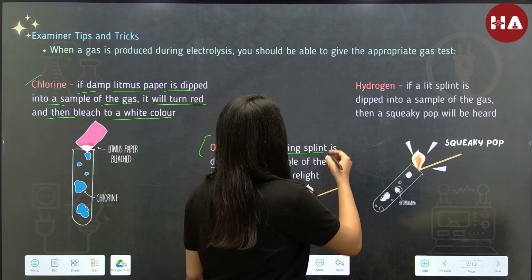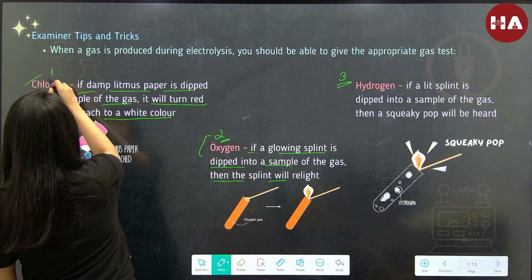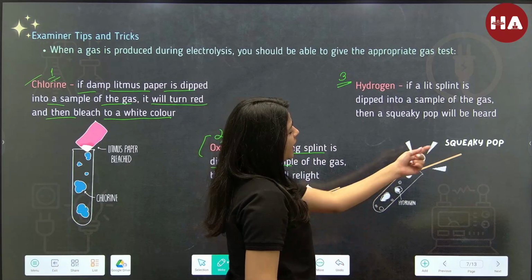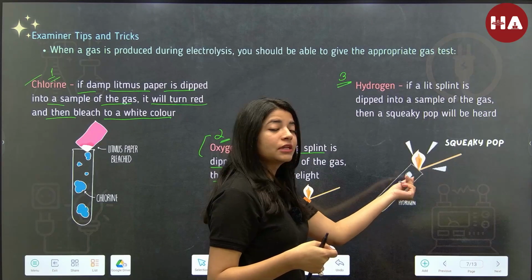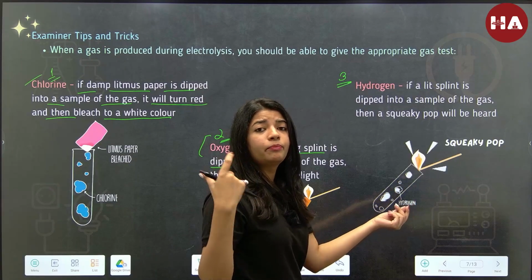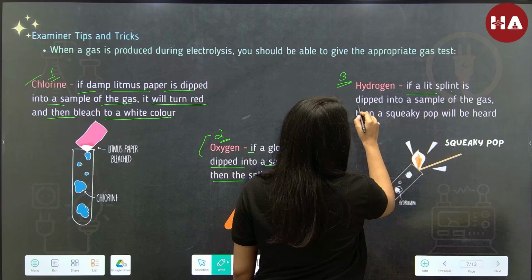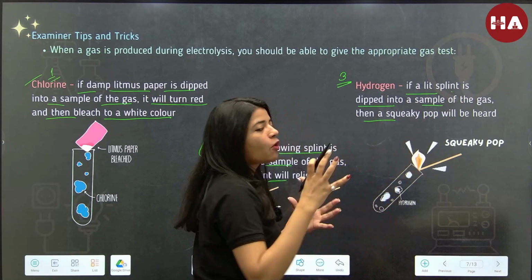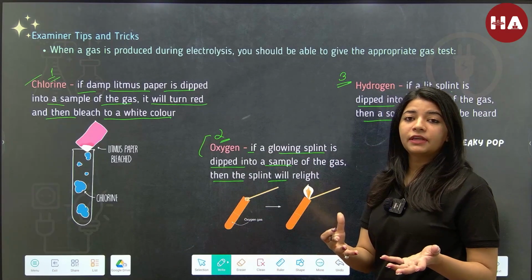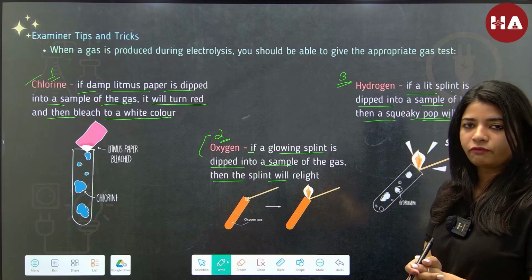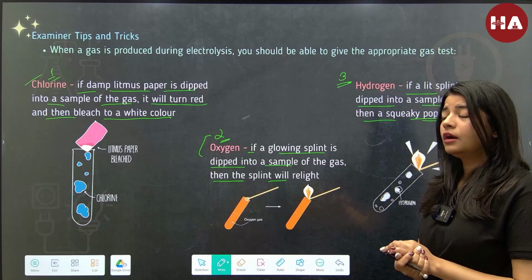Then for hydrogen, this is the third type of gas whose test we are checking. For hydrogen, what do we do? We bring a lit splint near the mouth of the test tube from which the hydrogen gas is being produced. What happens? A squeaky pop sound will be heard. So if a lit splint is dipped into a sample of gas, then a squeaky pop will be heard. We can hear that particular sound, and hence we can say that hydrogen gas is evolved. Please write this, it is very important and these tests are often asked in your question papers also.